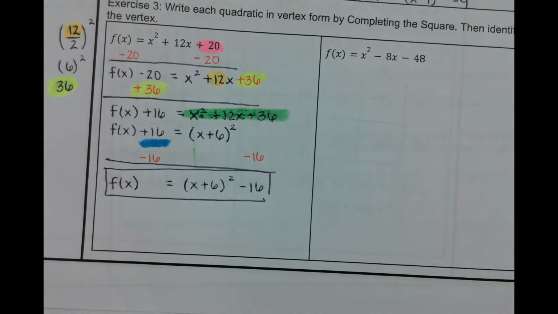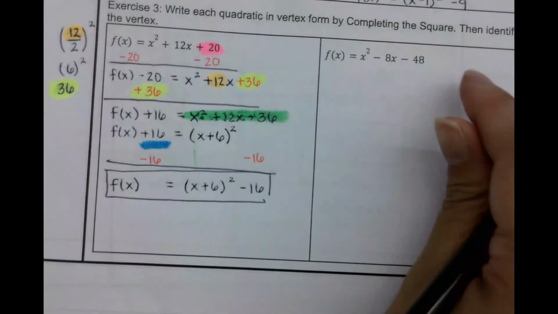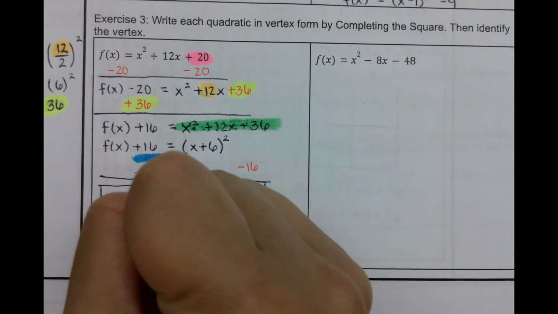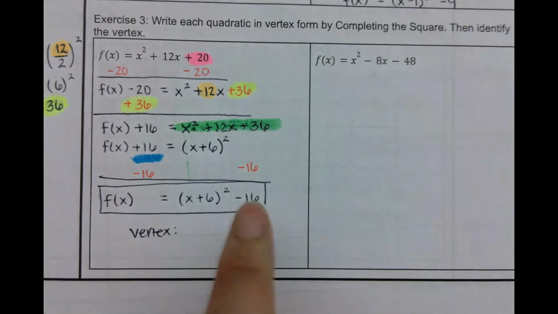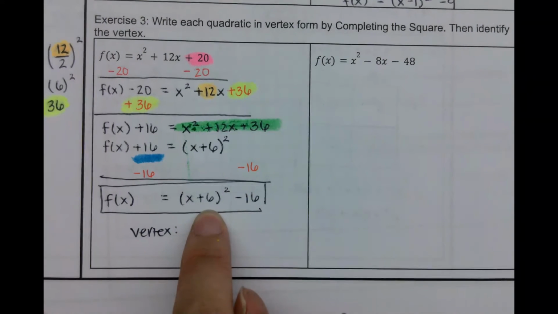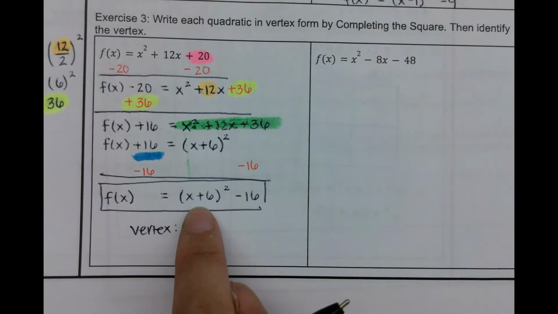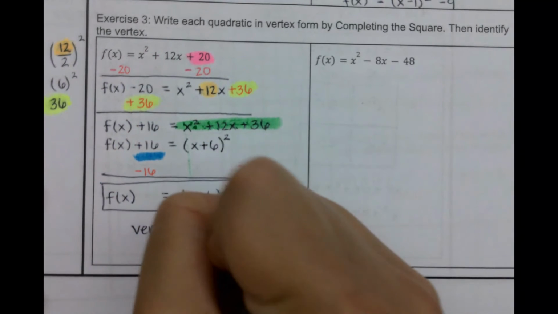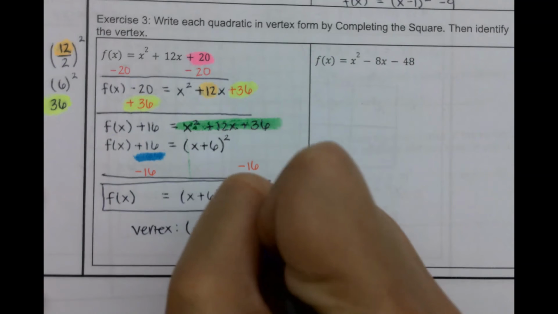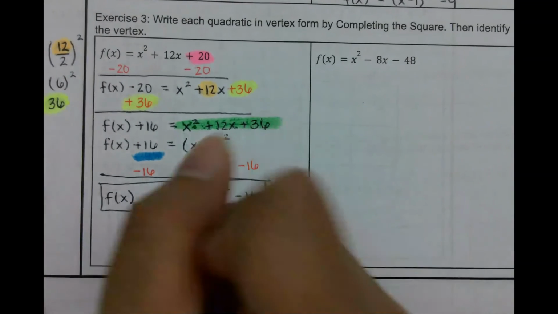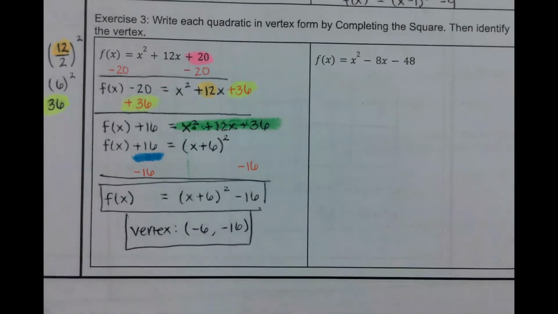If I were to identify the vertex, which the directions tell me to identify the vertex here, okay, again, h is opposite sign of what we see since it's x minus h. So here it's technically x minus negative 6. So vertex negative 6, negative 16. Okay, and there you go. Okay. Let's do one more.